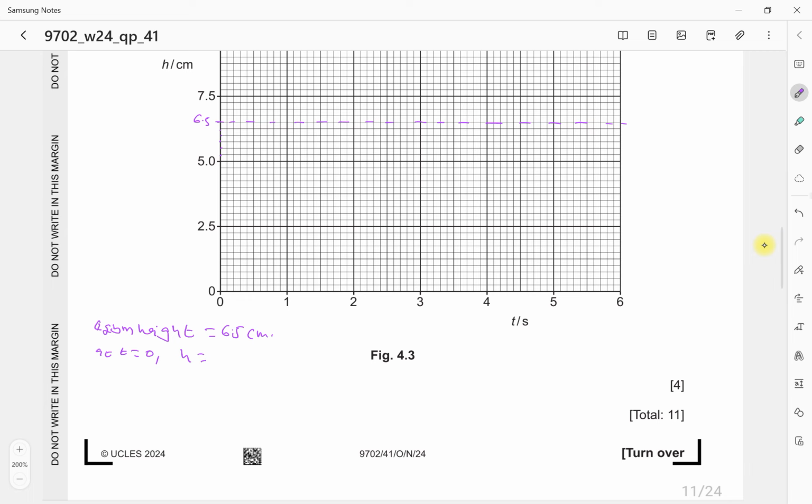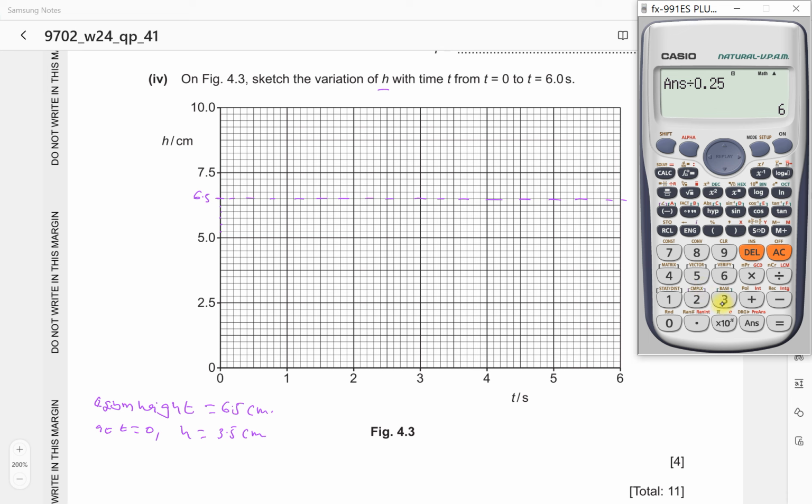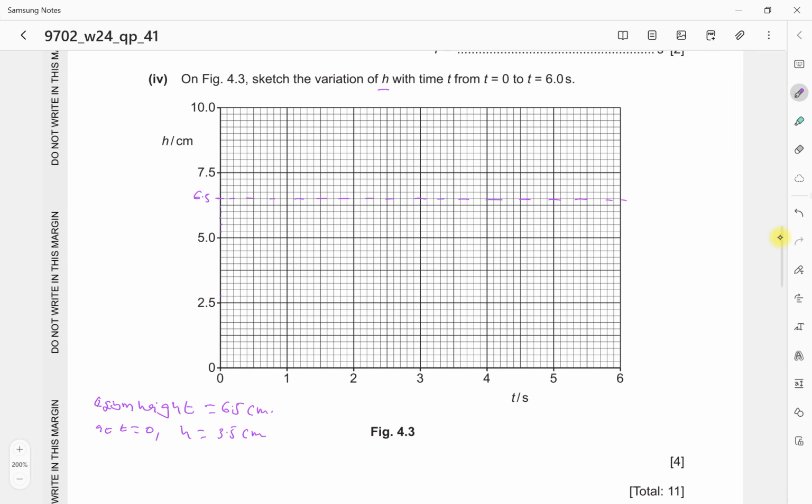Then at t equals 0, it is at the lowest point. H was 3.5 centimeters. So we look for 3.5 from the equilibrium height. So this is 2.5. This is 3, I think. Let me just choose a calculator. 3.5 minus 2.5 divided by the scale, which is 0.25. So I'm going to add 4 boxes. 1, 2, 3, 4 here. So my graph starts from here.